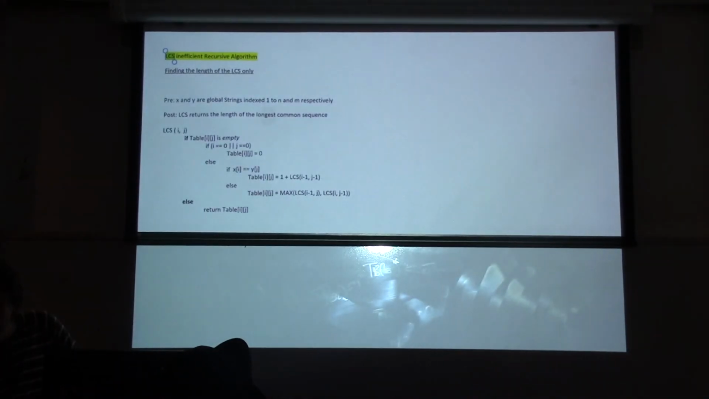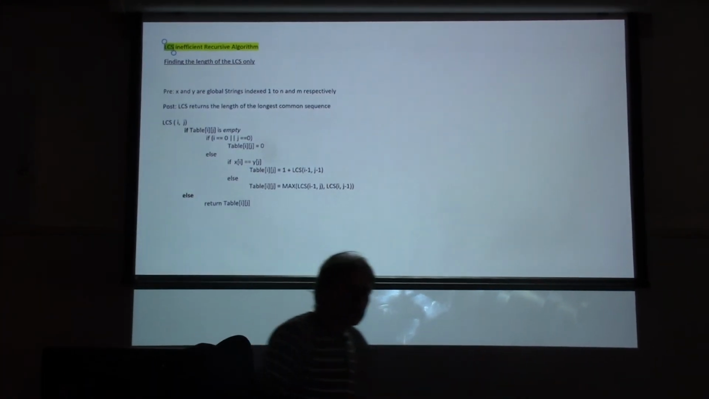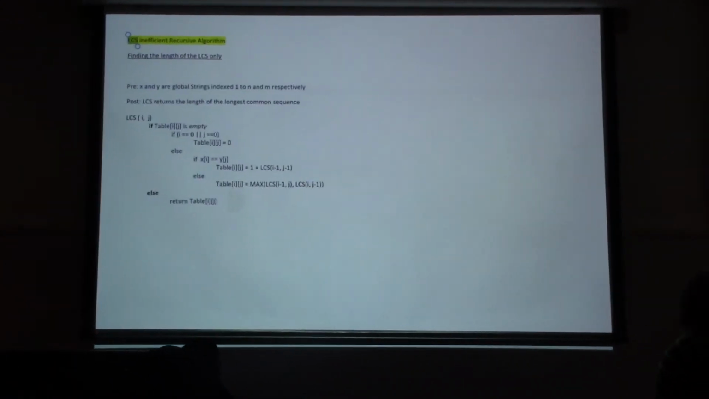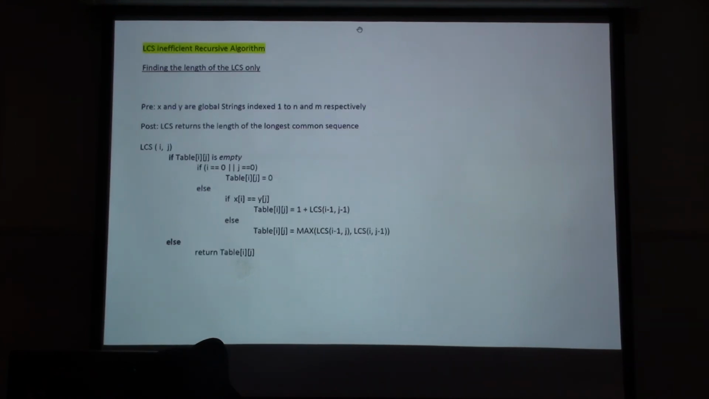All right, topological order. Topological order simply means that, knowing something in the table, we can determine something else in the table. That's the key. So we're going to assume the precondition is that x and y are global strings indexed from 1 to n and m respectively, and the post is LCS returns the length of the longest common sequence.